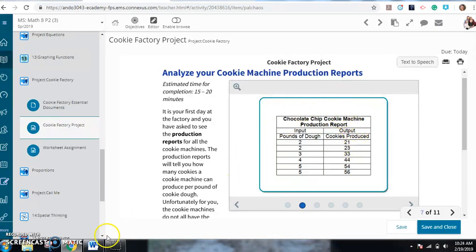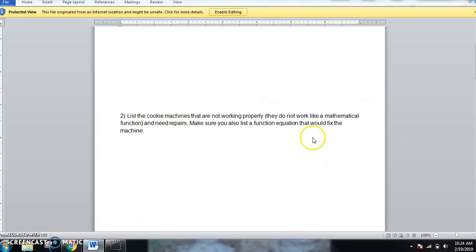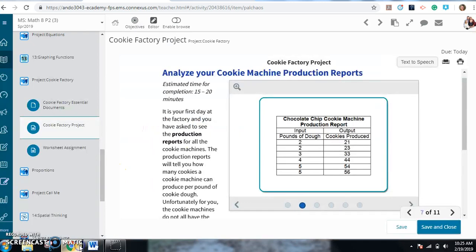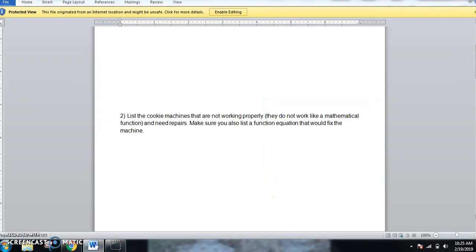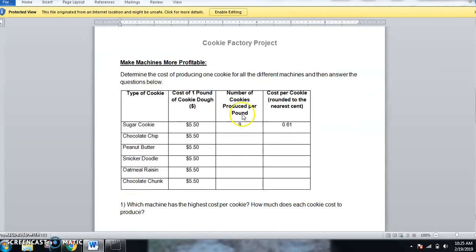Now on number 2, with the machines that don't work, the equation that could fix this machine would be y equals 11x. Then once I go back to that chart, on the chocolate chip cookie, I'm going to say I could produce 11 cookies per pound. And remember, I'm going to take 550 divided by 11 to see what the cost is there.